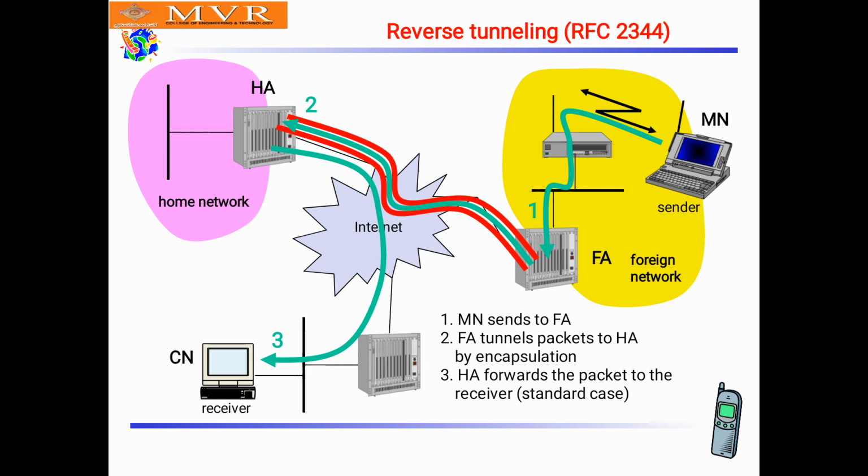See here, the reverse tunneling of RFC 2344, in this example: the mobile node sends to the FA, and the FA sends the packets through the home agent by encapsulation. The home agent forwards the packets to the receiver, which is the corresponding node. In the previous class session we saw that in this reverse tunneling, the mobile node sends the data through the foreign agent and home agent to the corresponding node. This is the reverse tunneling.